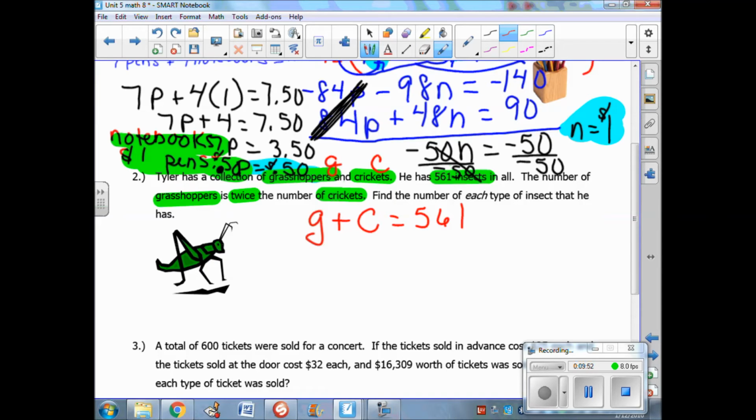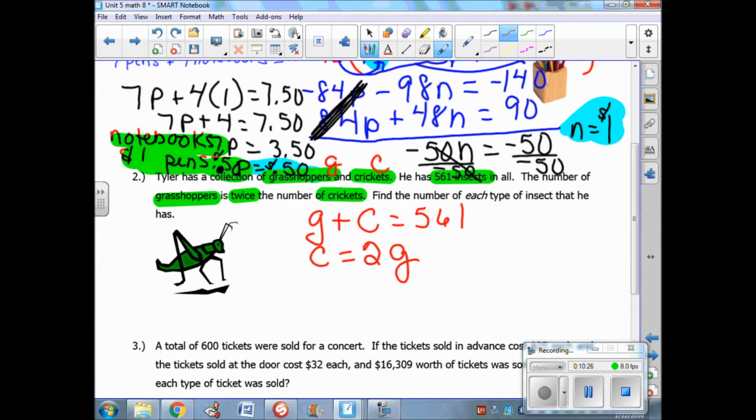It says the number of grasshoppers is twice the number of crickets. Which one don't we know anything about? Let's reread it. The number of grasshoppers is twice the number of crickets. You don't know anything about the crickets, so the crickets are equal to twice the grasshoppers. Twice the grasshoppers. Twice means 2G. Okay, 2G.